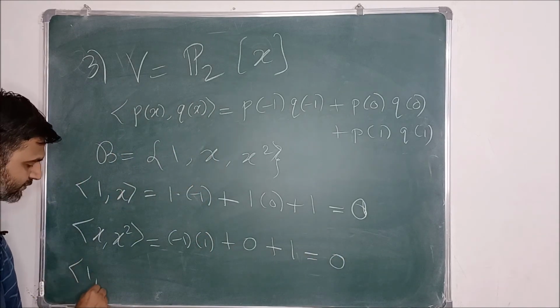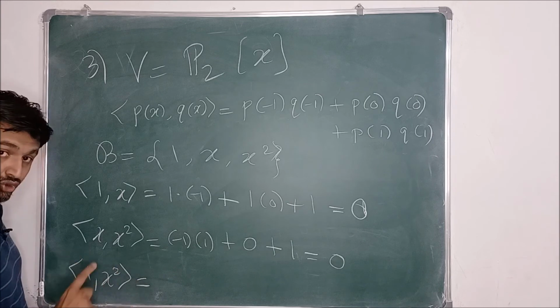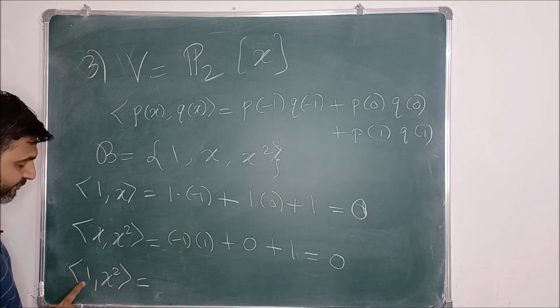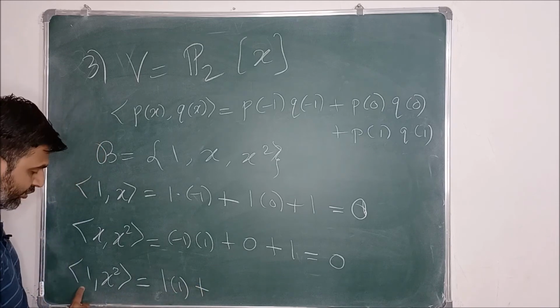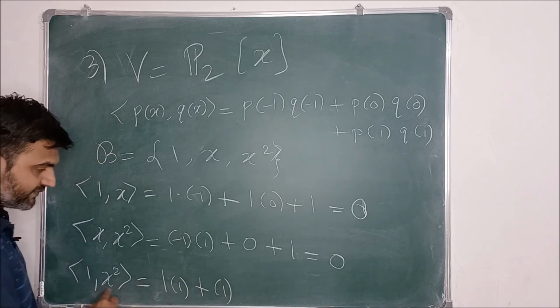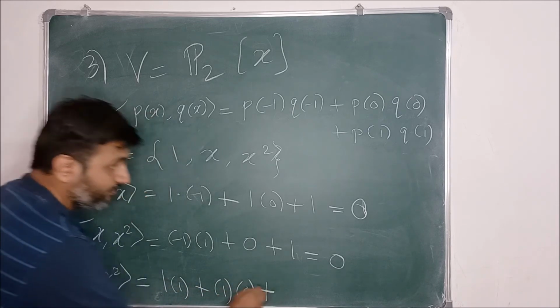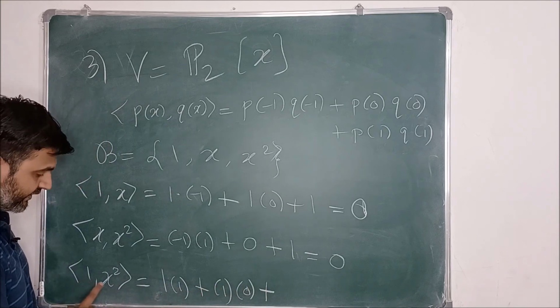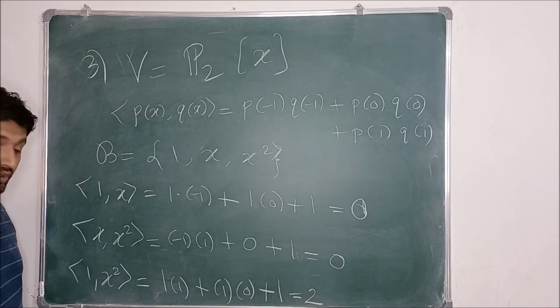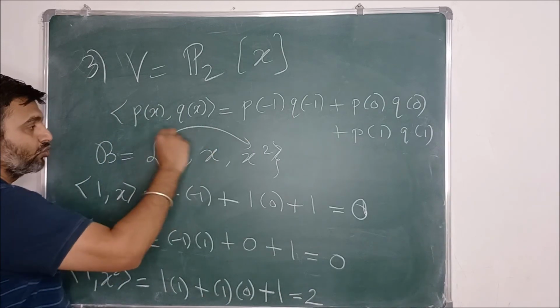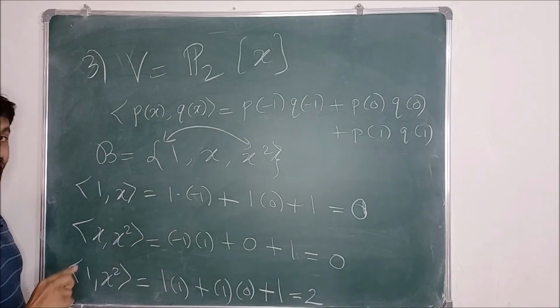What about 1 and x square? Are they orthogonal? Let's try to check. What is P of minus 1? 1. Q of minus 1? 1. P of 0? 1. Q of 0? 0. Plus Q of 1 and P of 1 is again 1. Here the answer is 2. So since these two are not orthogonal, this is not an orthogonal set.